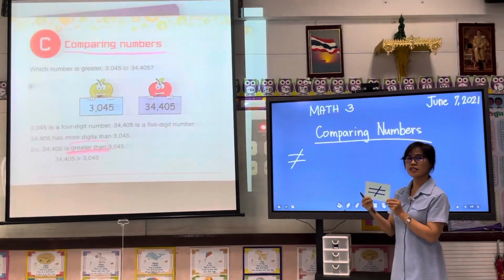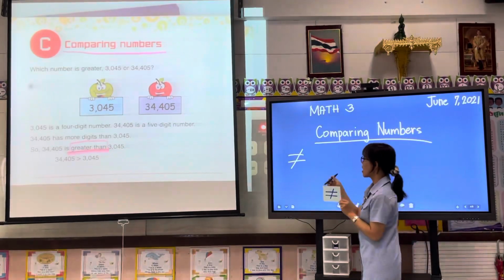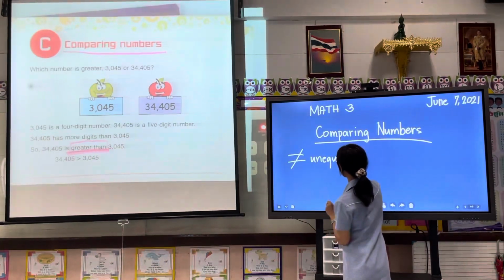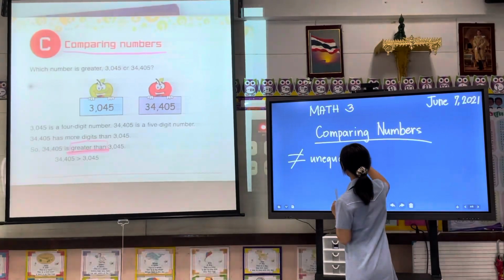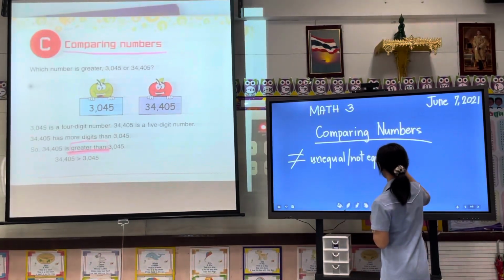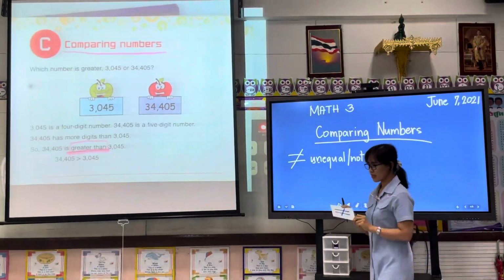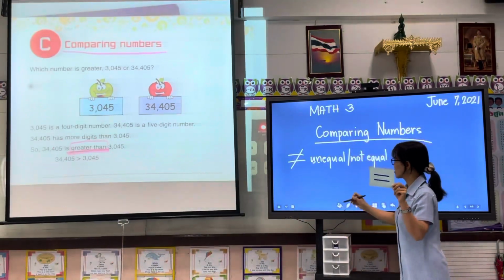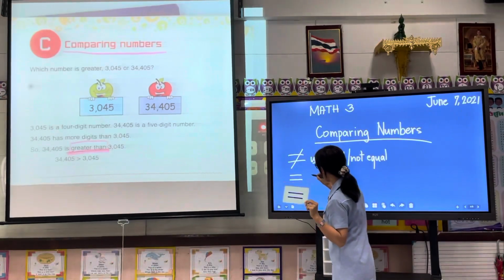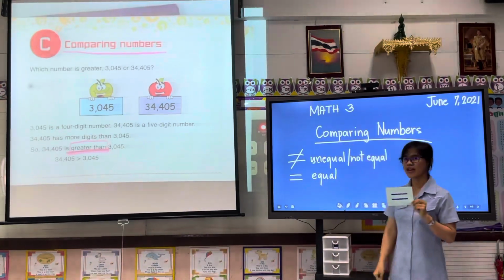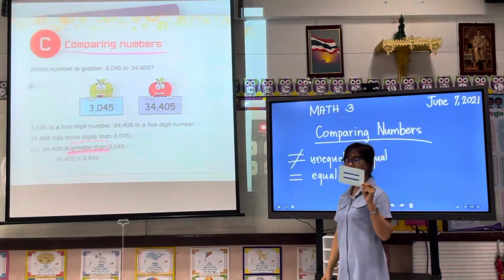This sign means unequal. Alright? Unequal, or not equal. The prefix un means not. We can use either of these two phrases, okay? And what about this sign? I know you know this. This is equal. Equal, right? Is equal to when we read, alright?